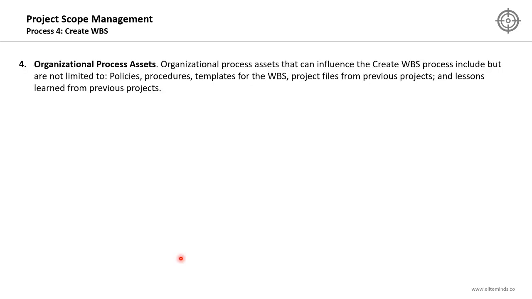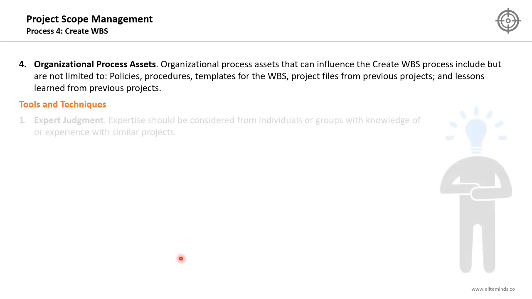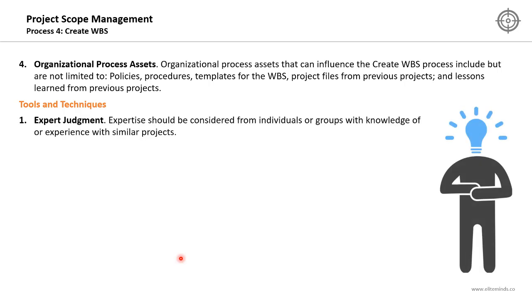template. Organizational process assets that might influence the Create WBS process include the policies, procedures, templates for the work breakdown structure, project files from previous projects, and lessons learned from previous projects. The template you will be using to develop the work breakdown structure can be found in the organizational process assets. Now, the tools and techniques for the Create WBS process include expert judgment.